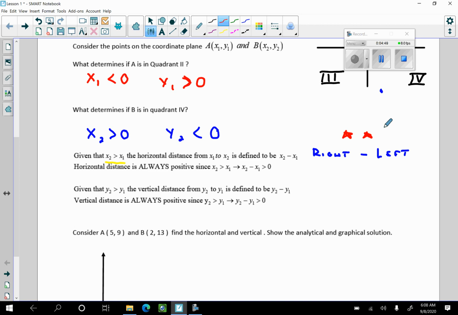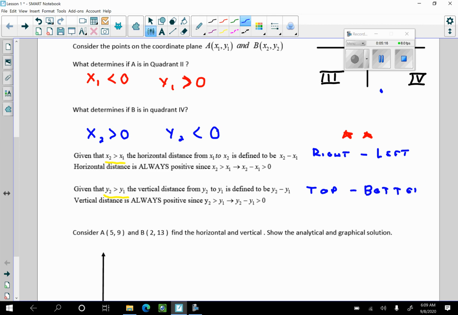And now we're always going to assume that y sub 2 is greater than y sub 1. If y sub 2 is greater than y sub 1, the vertical distance from y sub 1 to y sub 2 is defined to be y sub 2 minus y sub 1. And the way we want to write this is top minus bottom.